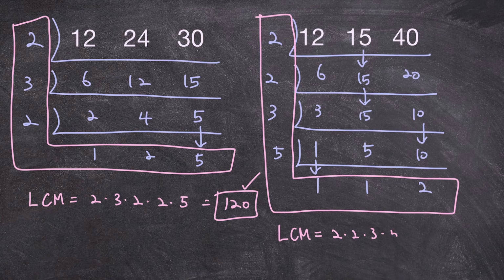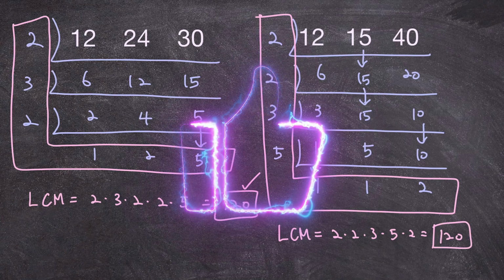Alright, multiply all those numbers except for 1 and come up with your LCM, box it, and you are done. Great job, you guys! Yay!